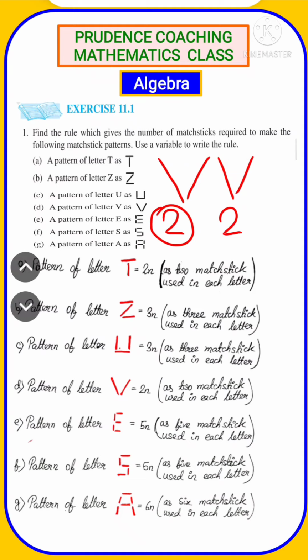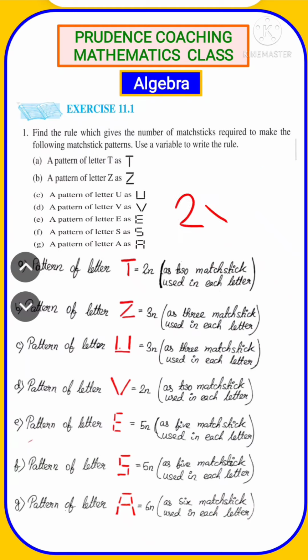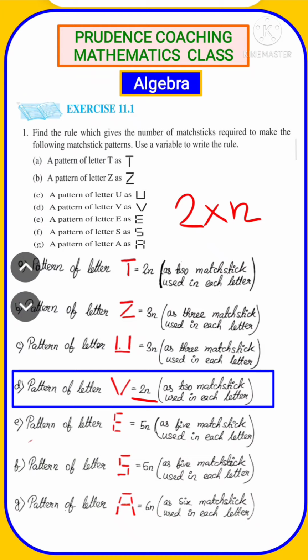Now if we say that we are making 3 V's, then you will get 2, that is constant, into 3. That is 6 will be the answer. Now if we say 4 V's, then 2 into 4, you will get 8. But we don't know how many V's, so we will just write 2 into n. That is the number of times the letter is formed. So here 2n will be the answer.